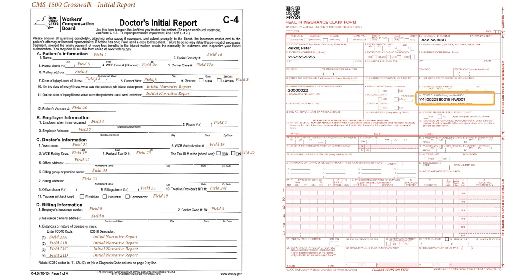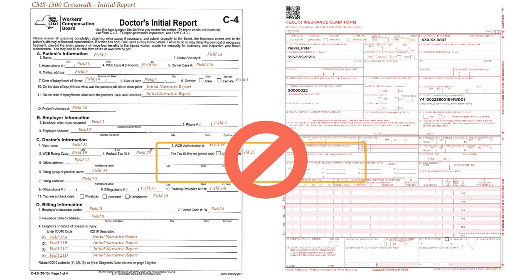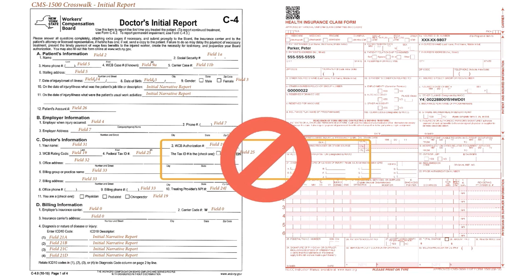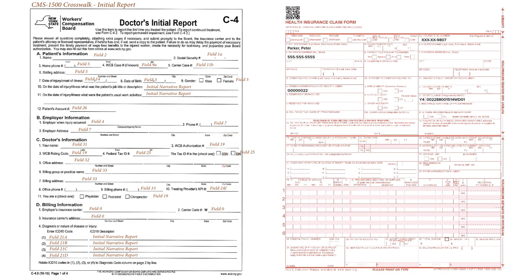On the doctor's initial report, Form C4, under Section A, you will see that field numbers 10 and 11 are labeled as Initial Narrative Report. Any fields labeled with Initial Narrative Report should be included on your attached medical narrative, if applicable, rather than transferred to the CMS-1500. Before we continue with the rest of the form, we need to provide additional instruction for Section 17 on the CMS-1500.